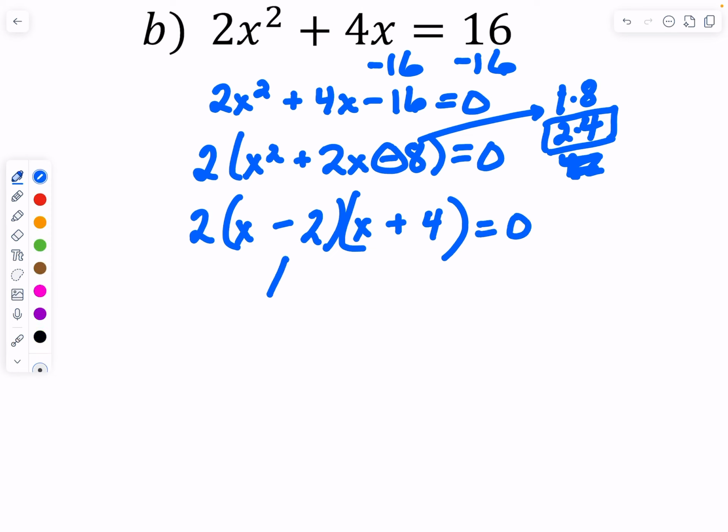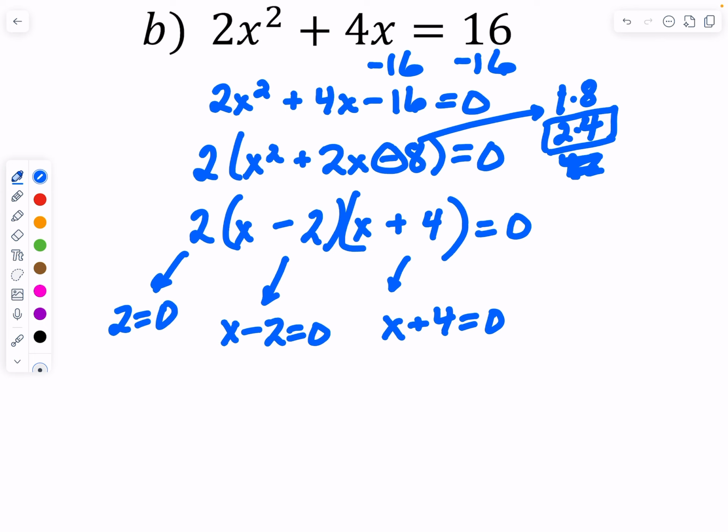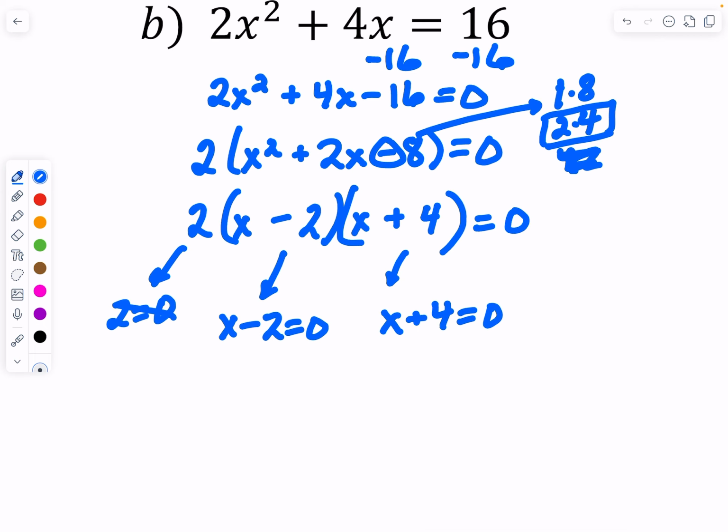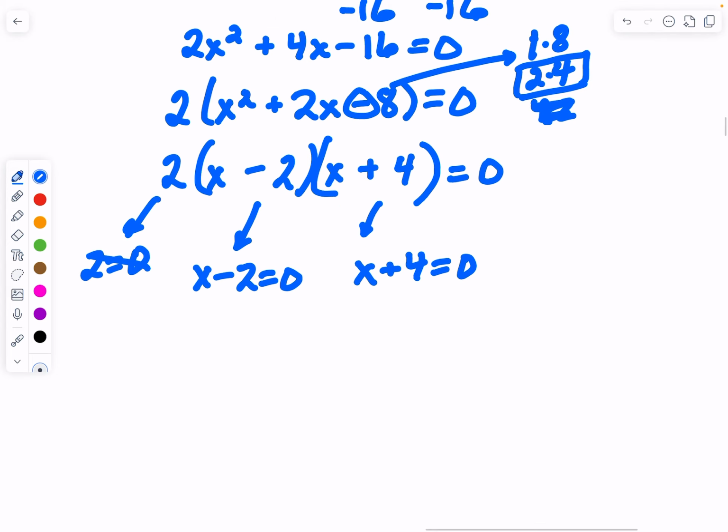Now I'm going to set each piece equal to 0. x minus 2 is 0. x plus 4 equals 0. Now I could set this 2 equals 0, but 2 never equals 0. So I'm just going to cross that out. And then I can solve it.